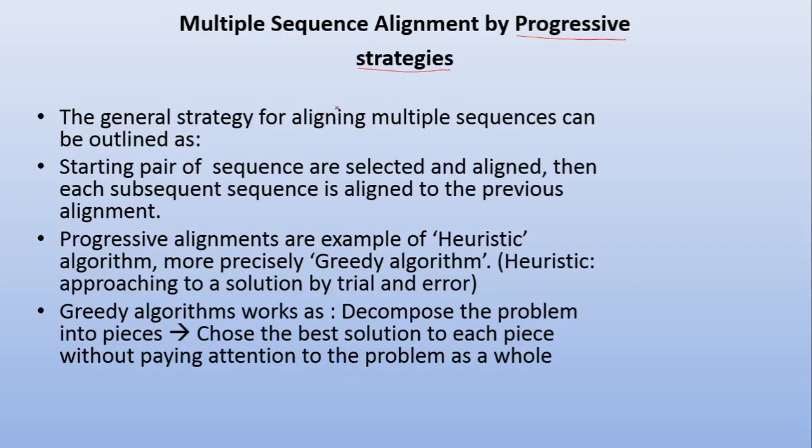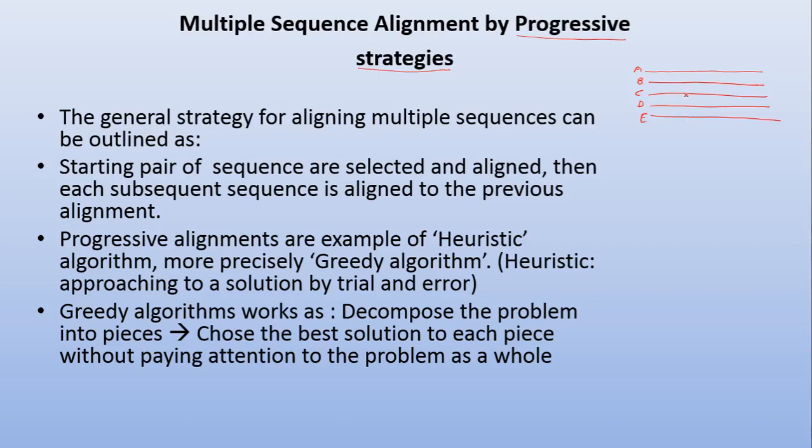The general strategy for aligning multiple sequences, the progressive strategy that we are talking about: in such strategies, what we do is start out with a pair of sequences. That is, we select a pair of sequences and align the two sequences. Subsequently, each of the remaining sequences is aligned to the previous alignment. Say, for example, we have been given the task of aligning these 5 sequences as I am showing over here: sequence A, sequence B, C, D, and E. Suppose that we are supposed to align these 5 sequences.